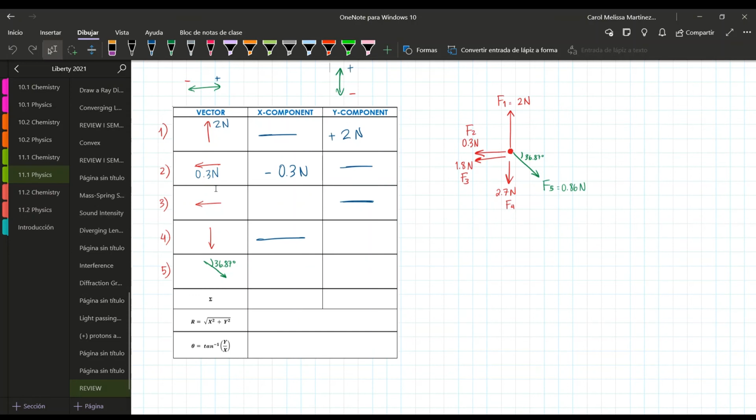The third force goes to the left and is 1.8 newton. The left is negative, so negative 1.8 newton. The force number 4 is going down. It measures 2.7 newtons, and because it's going down, it's going to be negative 2.7 newton. And this one is 0.86.